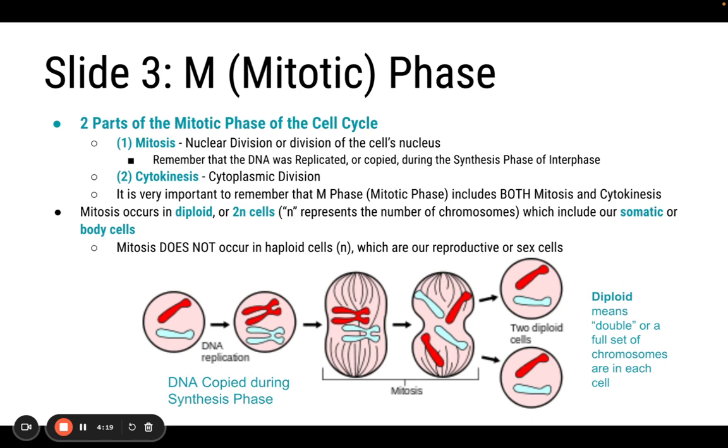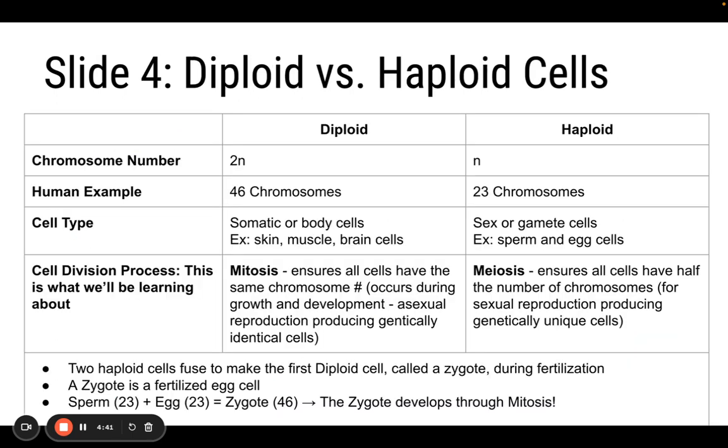So let's talk through some major events of mitosis. First, DNA replicates during interphase. Mitosis is where the nucleus divides. And at the end of cytokinesis, you've got two identical diploid daughter cells, meaning they're genetically identical to the parent cell, and they each have a full set of chromosomes.